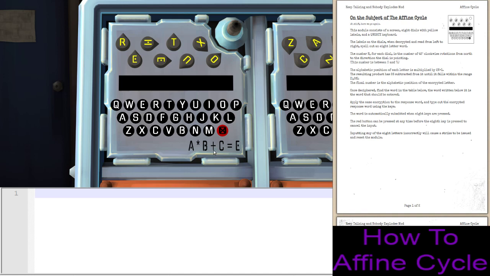And as far as the defuser goes, this is just like the previous one. Read out the letters, read out the number of 45-degree rotations from north in a clockwise direction, and then let your expert go to town.